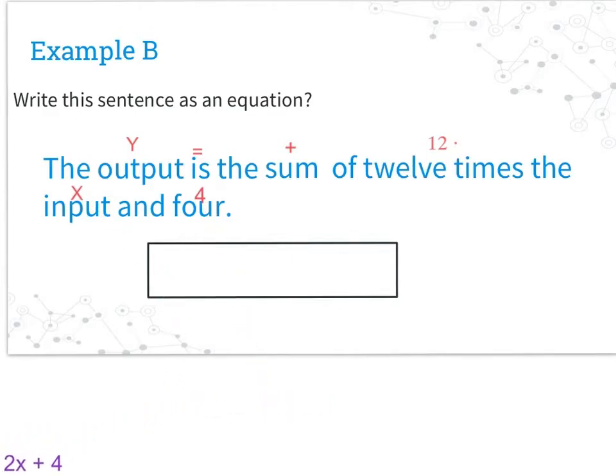So now what I really need to understand is, what is it talking about? It's talking about multiplying 12 times the input, so I know 12 times the input is going to be 12 times x, and it's talking about the sum of, so I know I'm going to be adding 4 to what I get when I multiply 12 times the input. So my final equation is going to be y equals 12 times the input, or 12x, plus 4. Let's take a look at the next one.